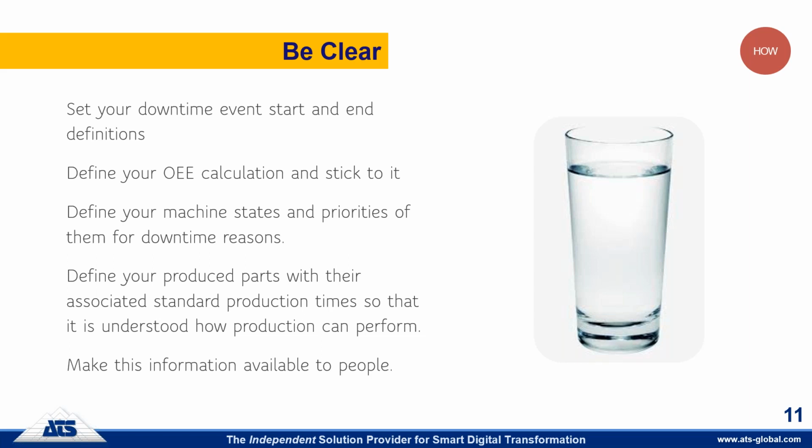Define your machine states and prioritize them for downtime reasons. Machine states are every possible condition that your machine or process can be in, for example, faulted, running, blocked. These states can be customized for your particular process and can go as detailed as you like, but should be given priorities. So for instance, if a machine is faulted and starved, the faulted state should be given the higher priority and recorded against the machine as that's the reason the issue is there.